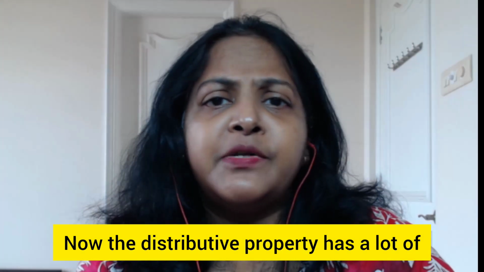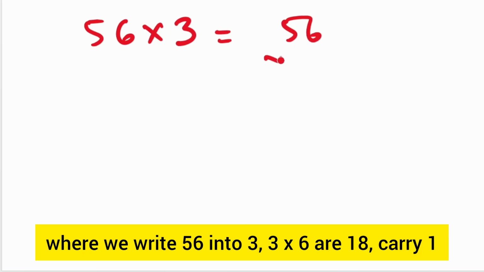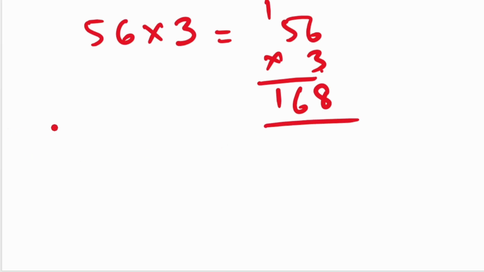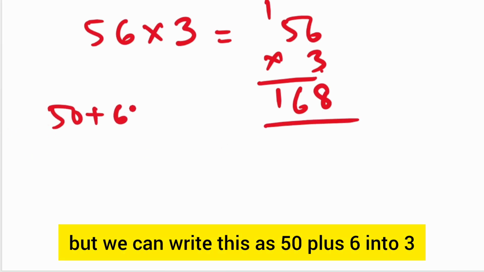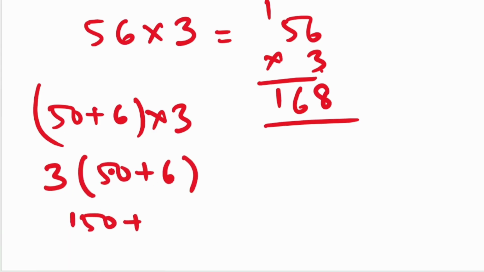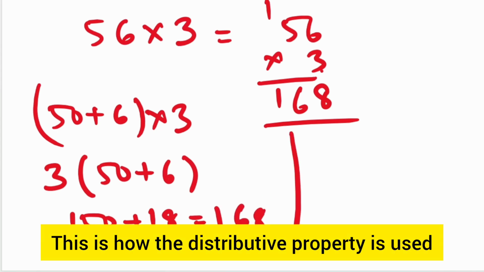Now the distributive property has a lot of use for simplification and also for solving sums. Let's say you're given a sum, 56 into 3. Now you can conventionally do it this way where we write 56 into 3: 3 sixes are 18, carry 1, 3 fives are 15, plus 1, 16, we get 168. But we can write this as 50 plus 6 into 3. So 3 into 50 is 150, 3 into 6 is 18, and we easily get 168. This is how the distributive property is used.